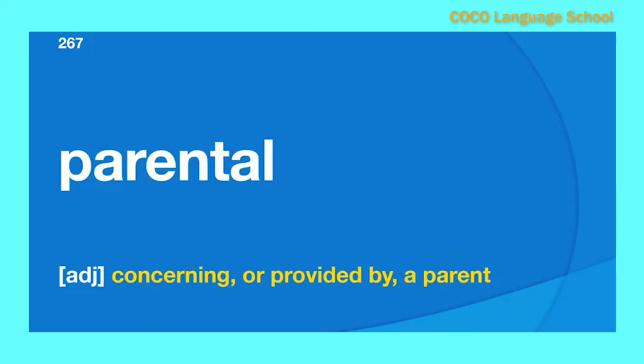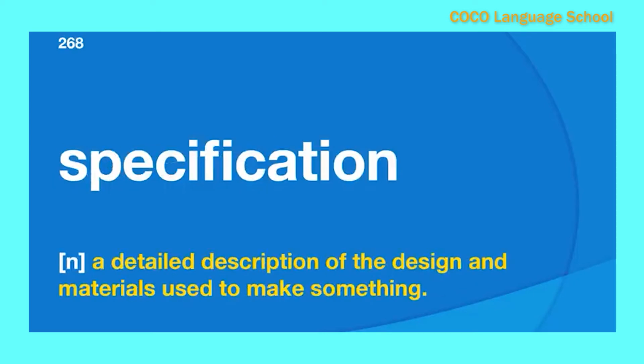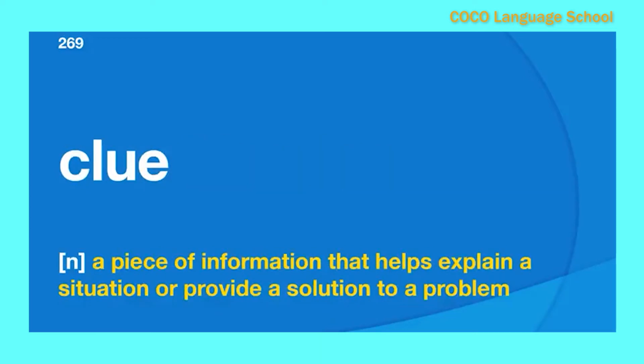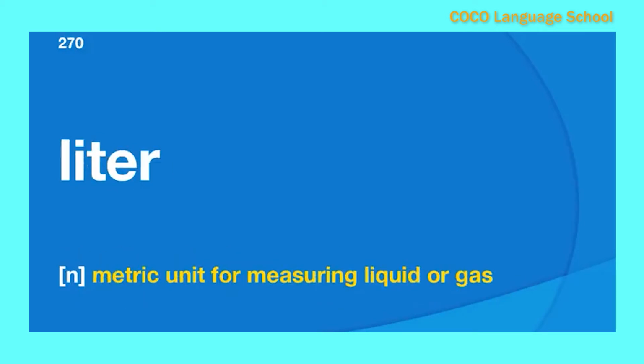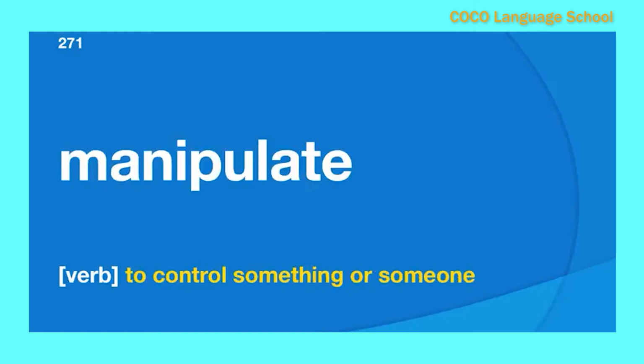Concerning, or provided by, a parent. Parental. A detailed description of the design and materials used to make something. Specification. A piece of information that helps explain a situation or provide a solution to a problem. Clue. Metric unit for measuring liquid or gas. Liter. To control something or someone. Manipulate.